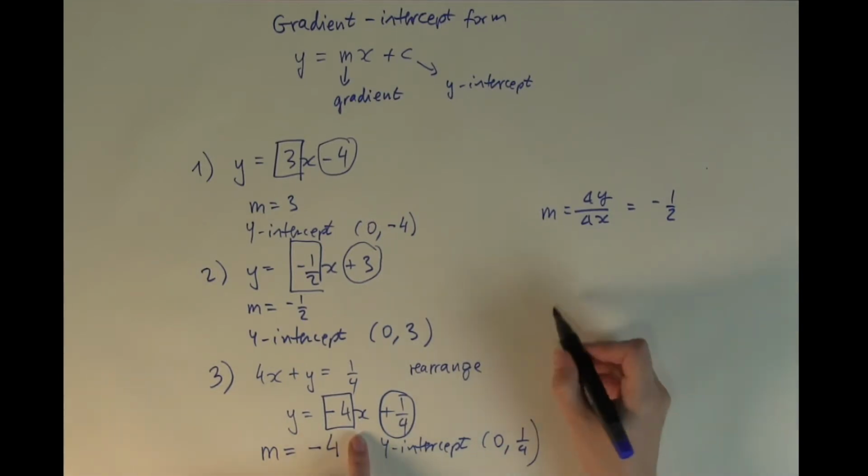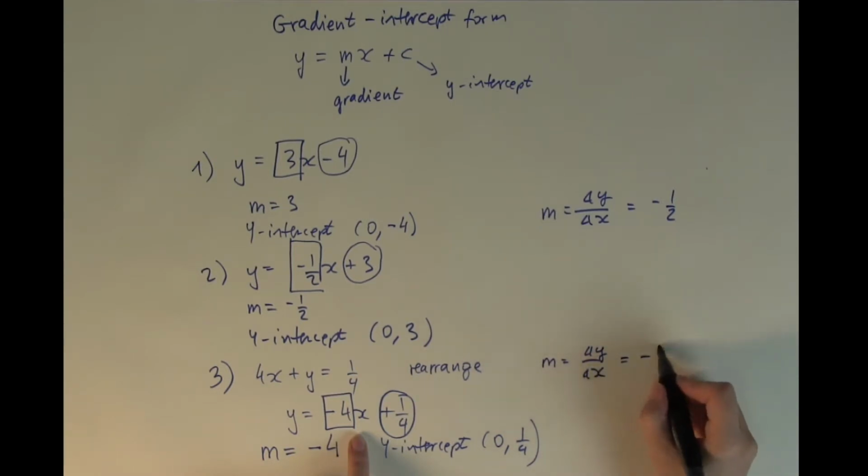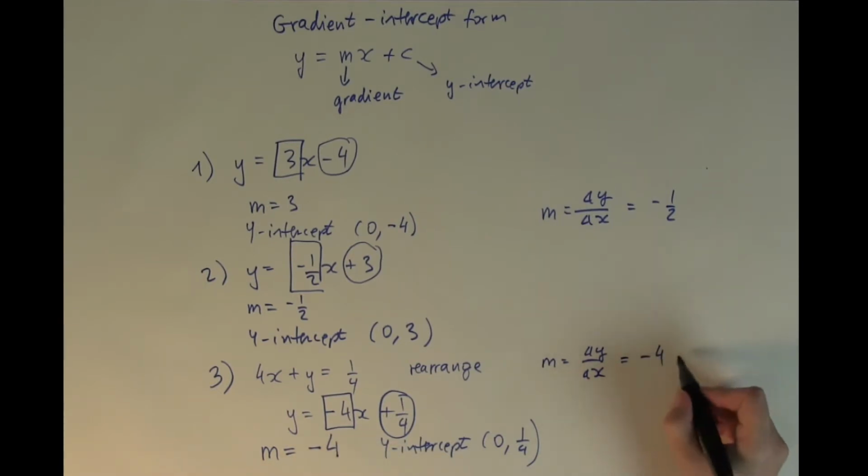Compared to this one, if I look at m being the same, change in y divided by the change in x, which is -4 in this case, well, any whole number can be written as -4/1.